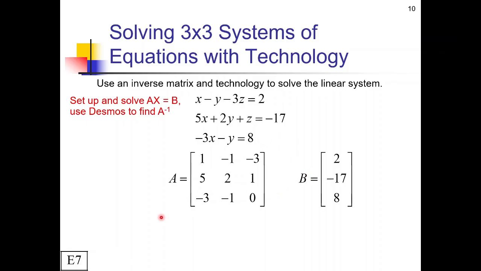So we've got our equation, AX equals B, and again we're doing A inverse times both sides of this. On the left side, that's just going to cancel out A and give us X. On the right side, A inverse times B is going to give us the answer. So at this point, we actually need to enter this into Desmos and calculate it.